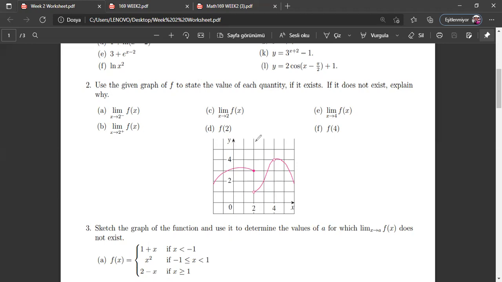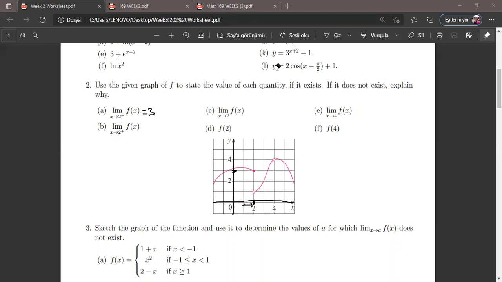So here we have the coordinates. Okay, so we have 2 here. We approach this 2 from the left. So on the graph, when we are approaching this 2, we find which value? This one. So it is 3, right? So this is 3.